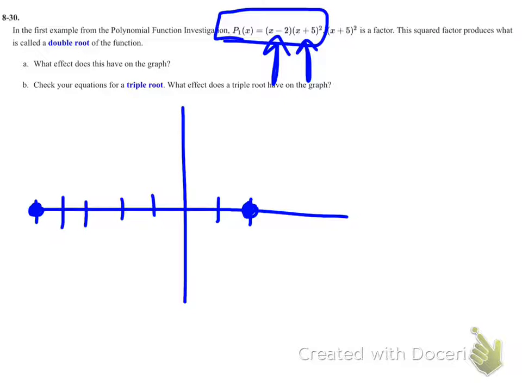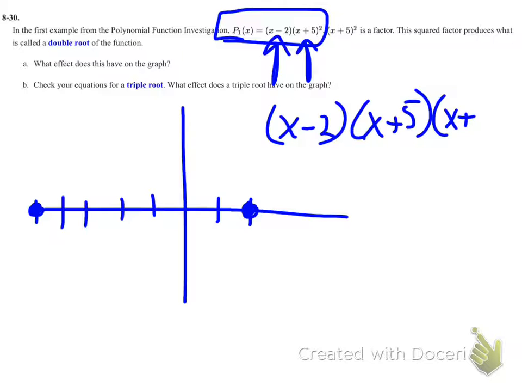That's because if I wrote this out, it'd be (x − 2) times (x + 5) times (x + 5). We don't write it out like that. We use the square to replicate that. Both are going to give me the exact same x-intercept or root, so it is called a double root. And what effect does it have on the graph? It's going to bounce off of the x-axis.